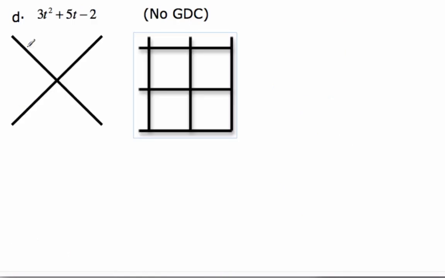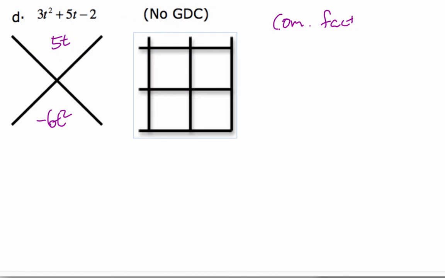Let's try another example. Now we're told no GDC. The next thing to look for is a common factor. Well, 3 and 5 don't have a common factor. There's no common factor. So then I must go through the long process. I multiply 3t squared and minus 2 is a minus 6t squared. The 5t goes up top.